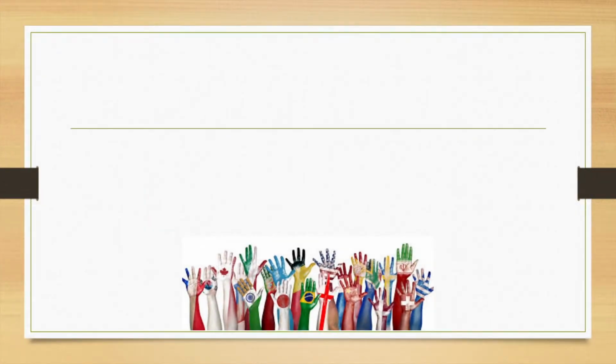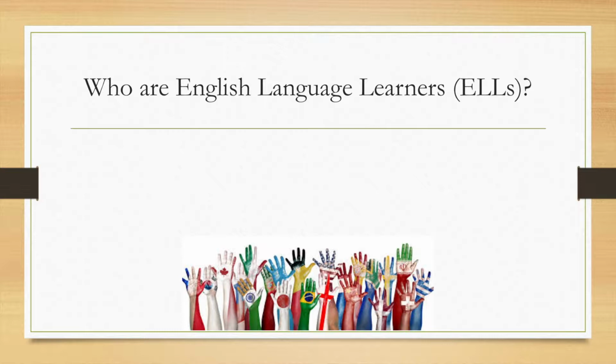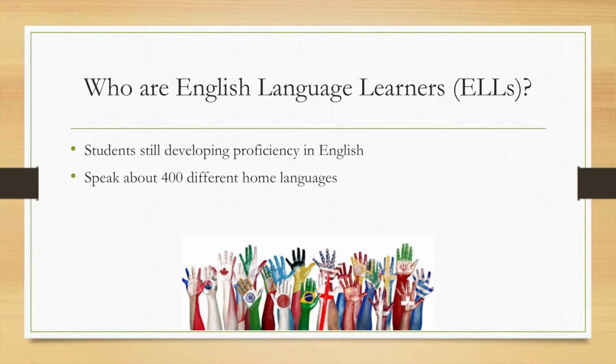To start with, we will talk about who English language learners are. These are students who are still developing proficiency in English. Most English language learners, or ELLs, are concentrated in the lower grades, and approximately 1 in 9 students in US classrooms are ELL students.